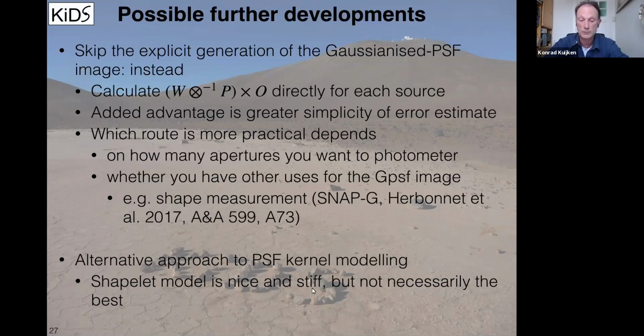We've found that the shapelet model is nice because it's, on the one hand, sufficiently flexible to be able to make Gaussianized PSFs. On the other hand, it's quite stiff, so that you don't end up with lots of over-constrained coefficients that you then have to regularize. But I wouldn't be surprised if there's really a better way.